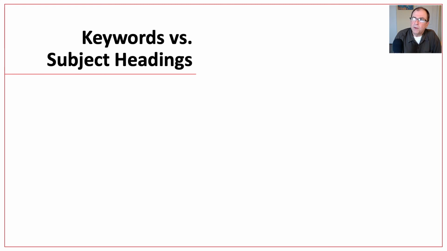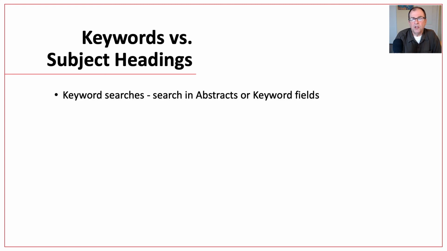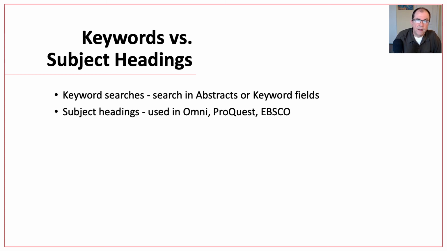The other thing that a lot of people don't really think about is the issue of keywords versus subject headings. Keyword searches are generally run in the abstracts or keyword fields of particular databases. They're not necessarily run in full text or subject headings. Now, subject headings are used in databases like Omni, ProQuest, and EBSCO, and they are headings that are added by independent people. Sometimes we call them indexers, but they're used to bring together articles or records, it could be books even, that all fall under a particular predetermined subject. So this gets back to the idea of the controlled vocabulary.